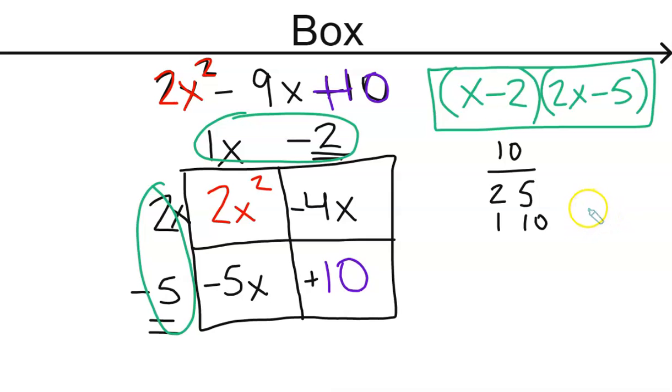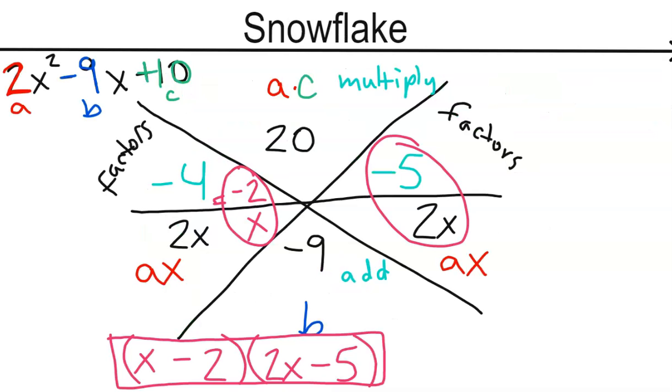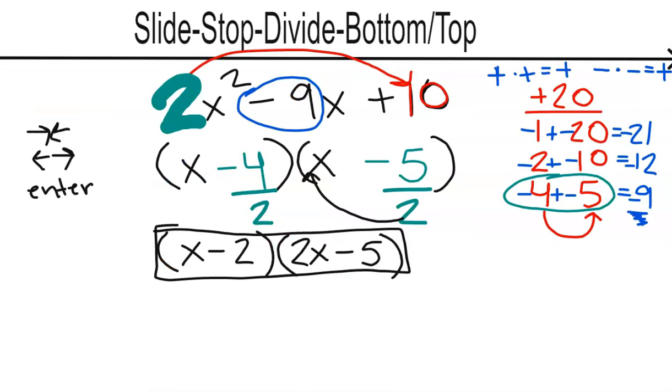All right, so you see all 3 of these methods give you the same answer, but they're just a little bit different process, okay? So right now, I want you to pick. I want you to put a big old star. Do you like the box method? Do you like the snowflake method? Or do you like the slide, stop, divide, bottom, top method? Okay, right now I want you to pick. Which one did you like the best? That you were like, I got this. This makes sense. Whatever it is, I want you to use that method.